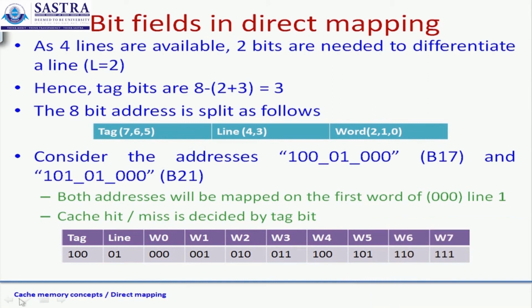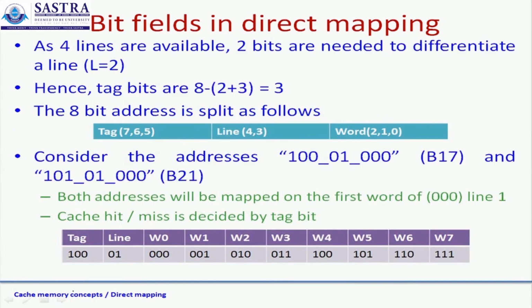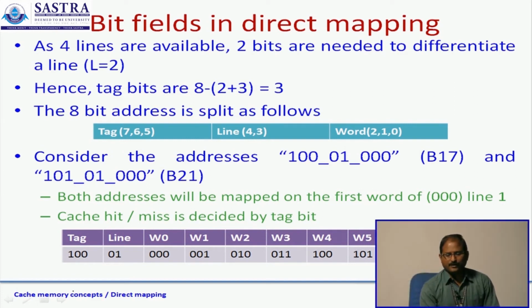As 4 cache lines are available, according to our problem, we have B equal to 32 and C equal to 4. So as 4 lines are available, 2 bits are needed to identify a line, right? L equal to 2, and tag bits are 8 minus (2 plus 3), which is equal to 3. 3 bits are used as tag bits.